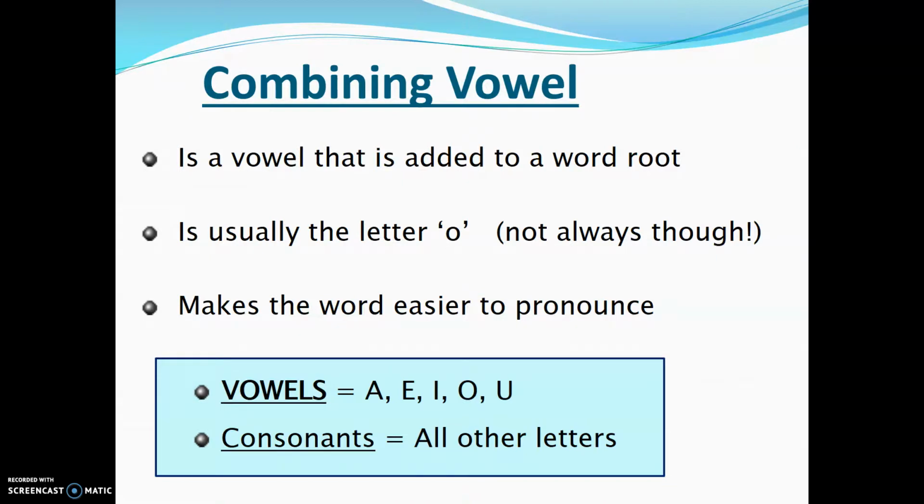A combining vowel is a vowel that is added to a word root. It's usually the letter O, but not always. This makes the word easier to pronounce. Vowels are A, E, I, O, and U. Consonants are all of the other letters.